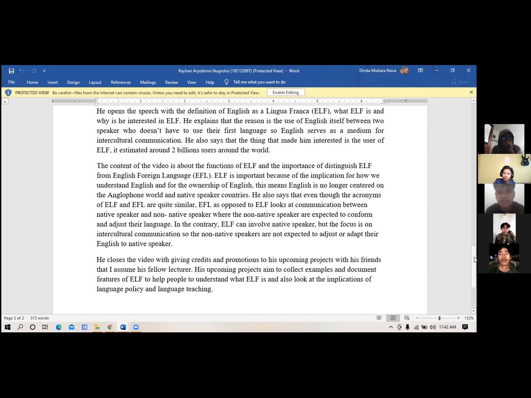It is the function of ELF and the importance of distinguishing ELF from EFL, because as you know, the country that we live in right now, Indonesia, is currently at the EFL level. English is still a foreign language, and he wants to underline the importance of distinguishing ELF and EFL, even though the acronyms are quite similar.